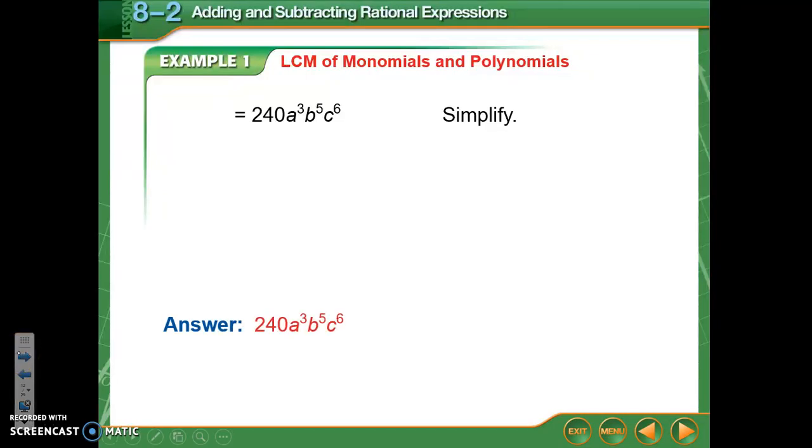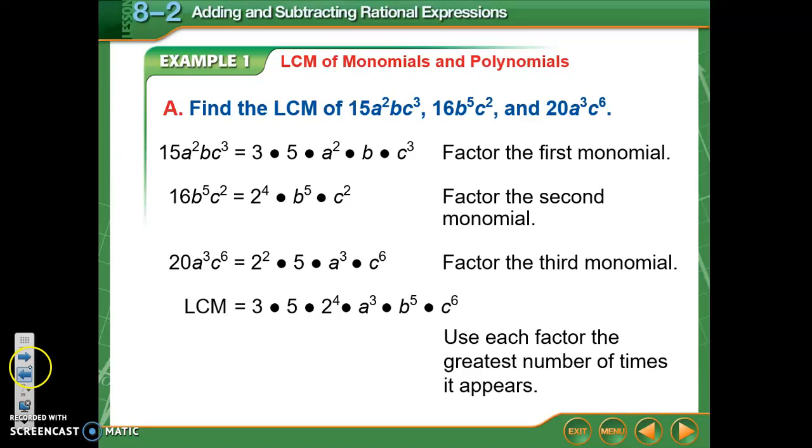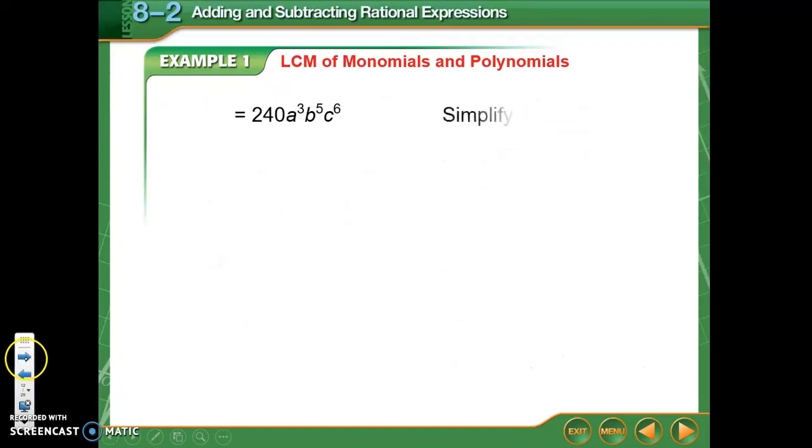I have to make sure that each monomial, we're not talking about fractions yet, each one of these has to be a factor of my least common multiple, meaning if I take this divided by any one of those monomials, it should go in evenly.